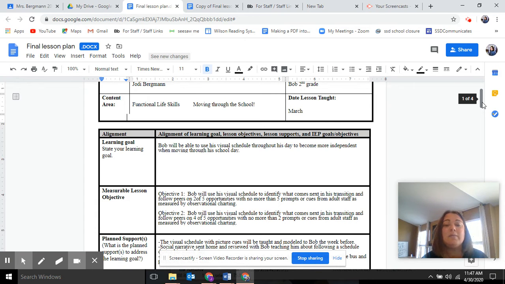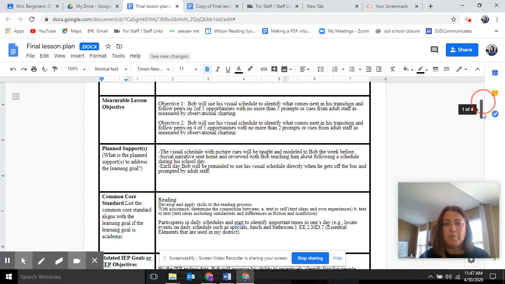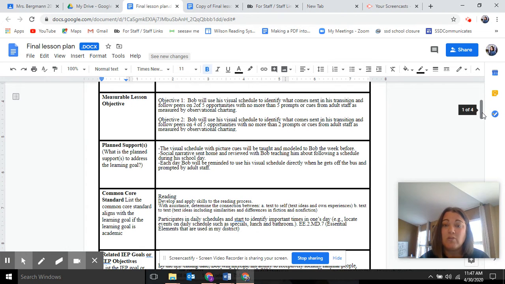And then our second objective is he will use that visual schedule to identify what comes next in his transition and follow peers on 4 out of 5 opportunities with no more than 2 prompts or cues from his adult staff. So our plan supports, we have a visual Velcro schedule that he uses, and we will be having pictures of each of his environments where he goes. So PE, music, art, library, and the classroom and lunchroom, as well as the resource room.